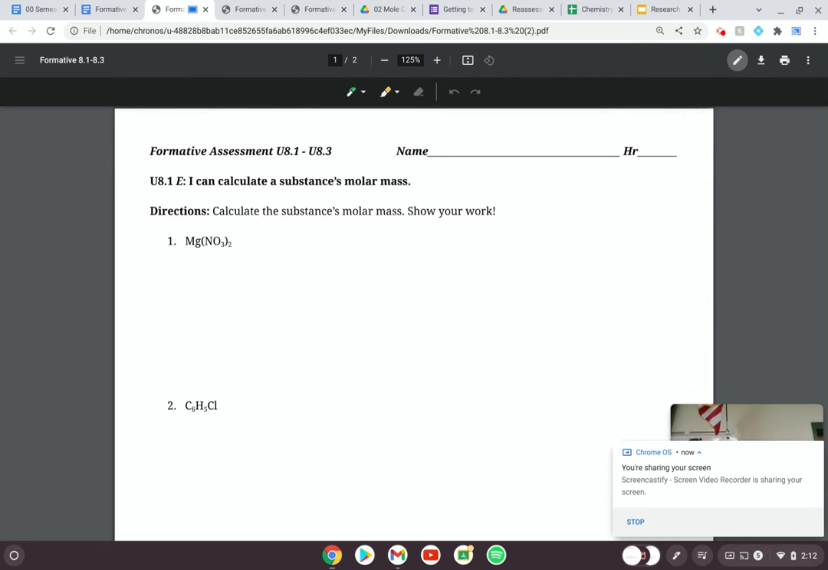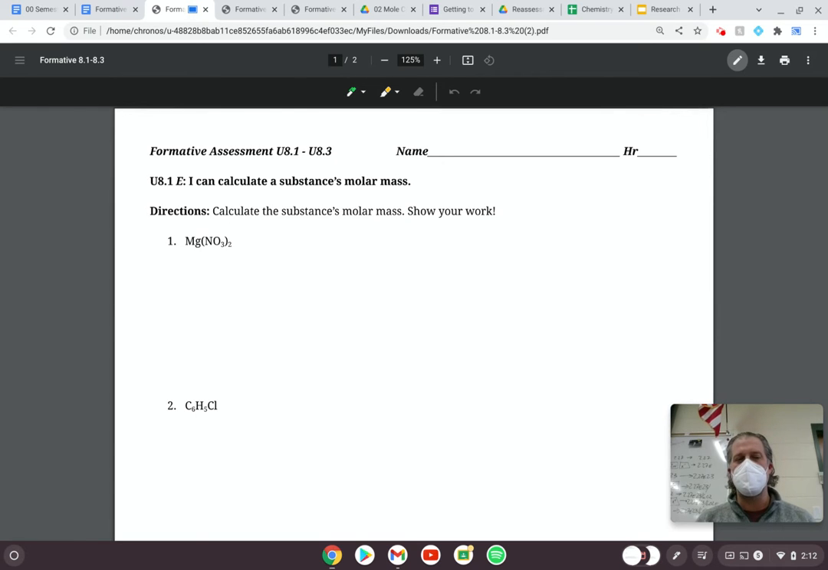Okay, so this practice quiz has got three basic types of problems on it. It has some molar mass calculations, some percent composition calculations, and some mole conversions. So let's talk a little bit about the first one.